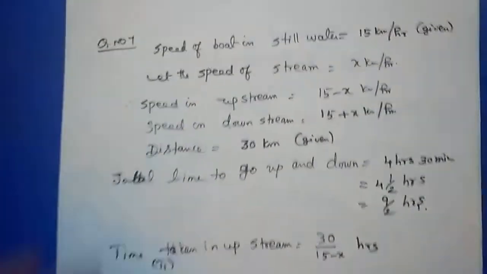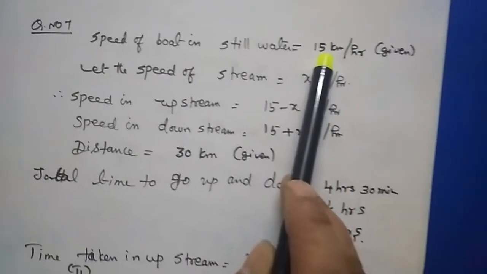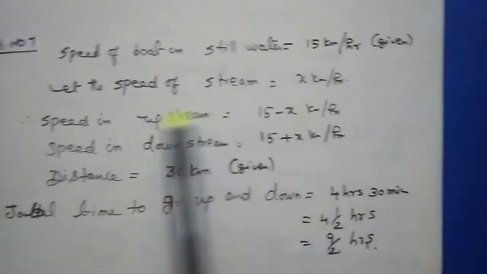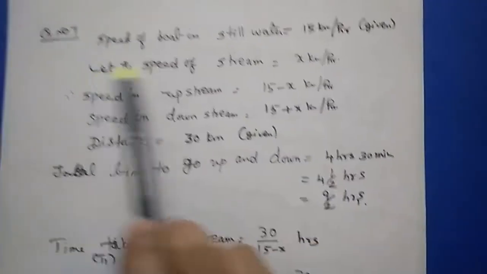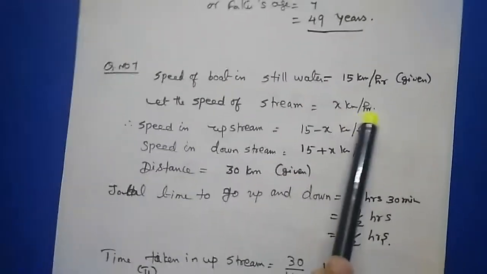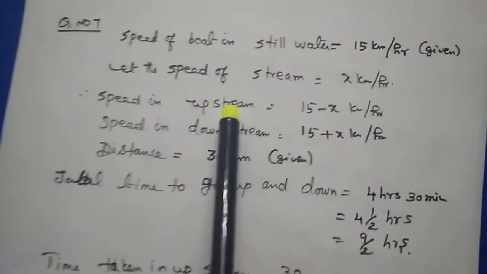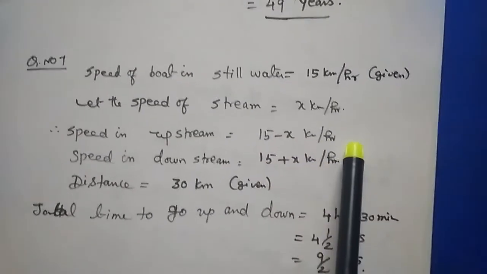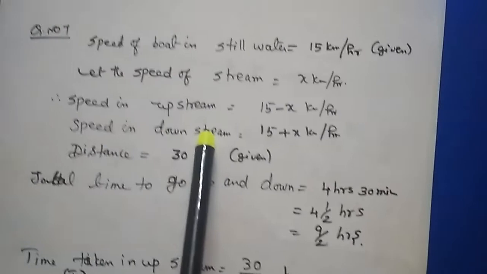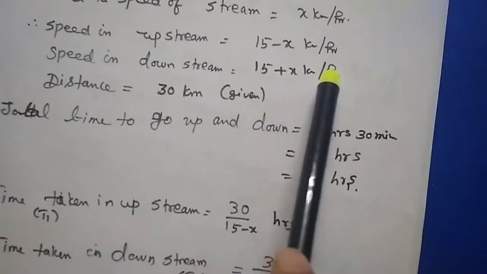Come to the boat question, upstream, downstream. The speed of the boat in still water in the question is given as 15 kilometer per hour. So you don't know what is the speed of the stream. So the speed of stream you have to take as x kilometer per hour. Now speed in upstream, the formula is speed of boat minus speed of water. So 15 minus x kilometer per hour. Speed in downstream, speed of boat plus speed of water. So 15 plus x kilometer per hour.